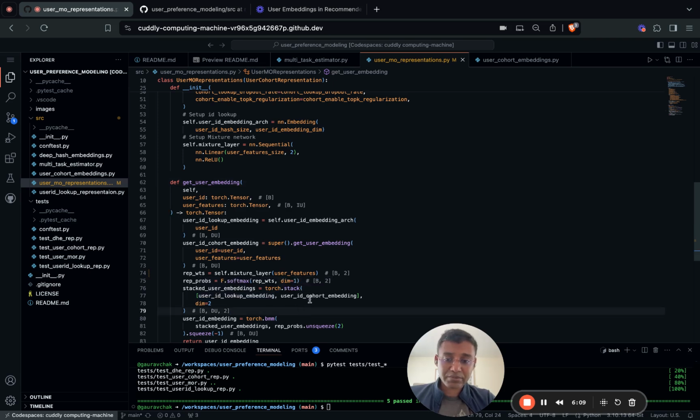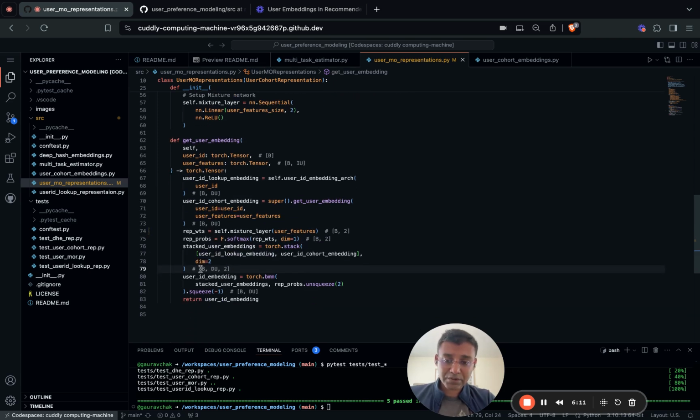We stack up the two embeddings. This becomes B D U 2, and then we multiply it with the B2 unsqueezed with 1, and then we get the BDU. So this is basically a weighted sum of these two embeddings.